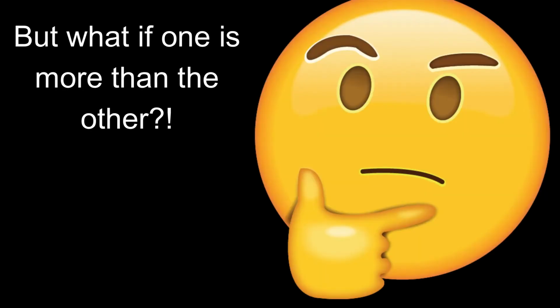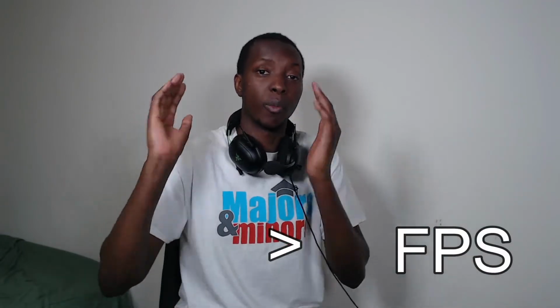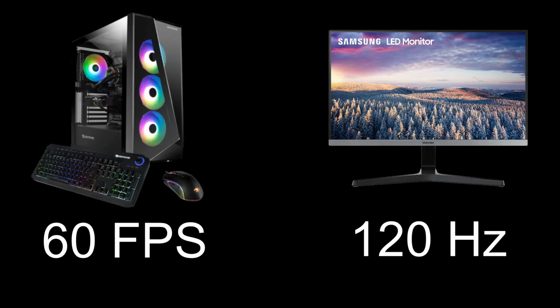But what if there's an imbalance? And this is a great question to ask because a lot of people's PC systems have a little bit of an imbalance. So let's get into it. Let's say that your computer's FPS was lower than your monitor's refresh rate. What would happen? Let's say that you had a 60 FPS computer and a 120 Hertz monitor.